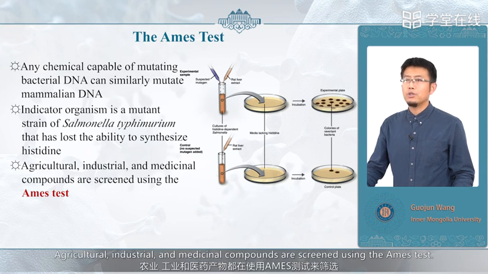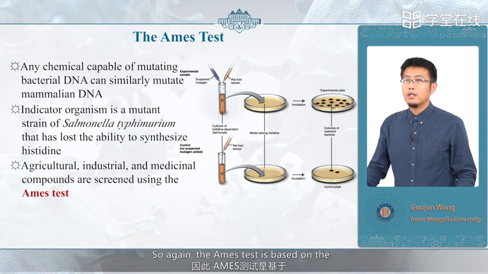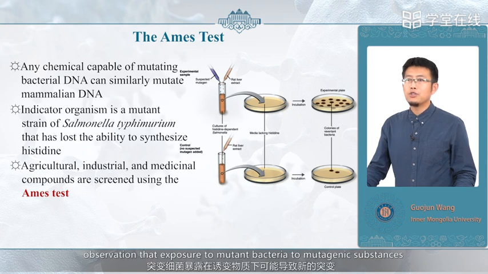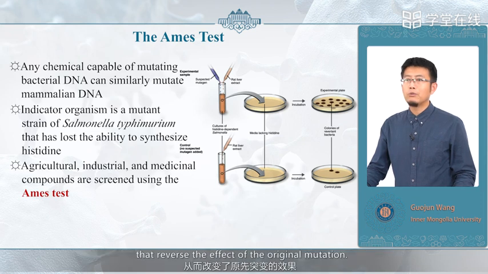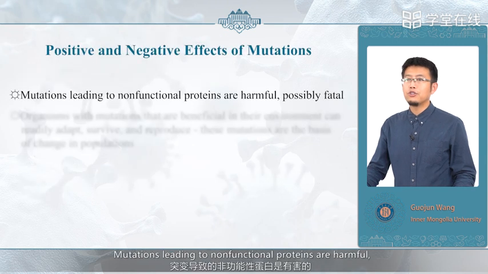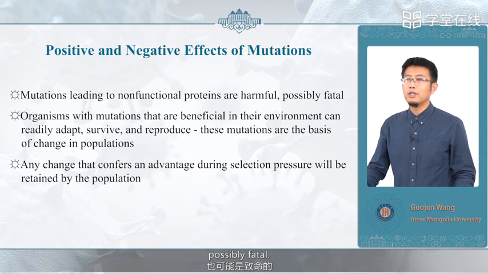Agricultural, industrial, and medicinal components are screened using the Ames test. So again, the Ames test is based on the observation that exposure of mutant bacteria to mutagenic substances may cause new mutations that reverse the effect of the original mutation. Mutations leading to non-functional proteins are harmful, possibly fatal. We have already talked about negative effects.